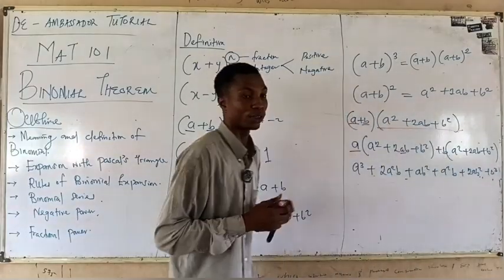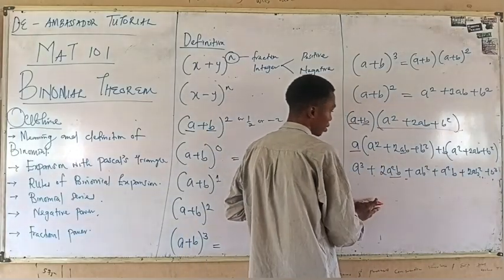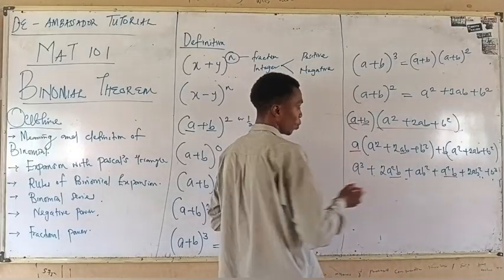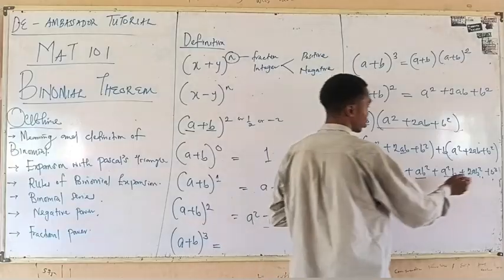Who can tell me what's common? We have a squared b and another what? A squared b. That's 3 what? A squared b. We have ab squared, then what? 2ab squared.